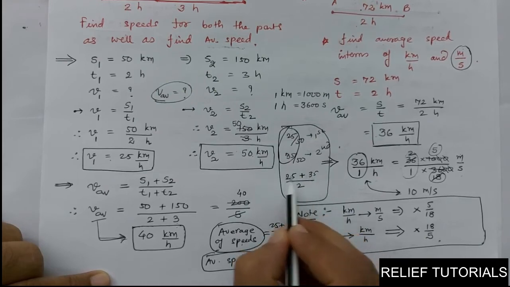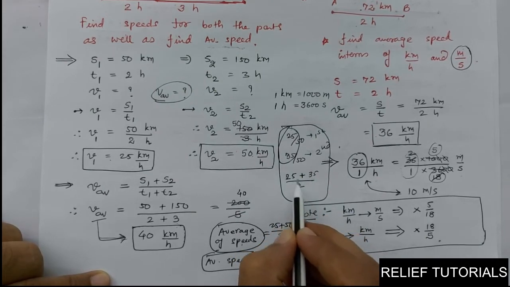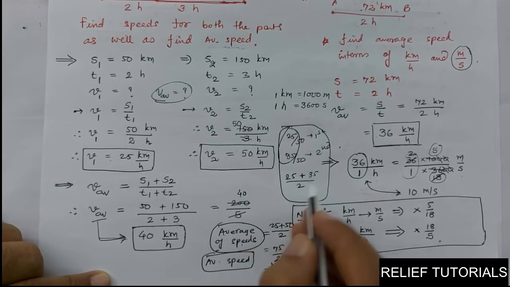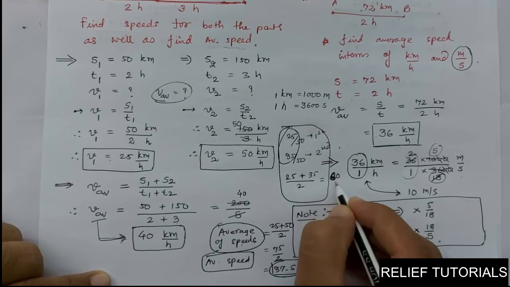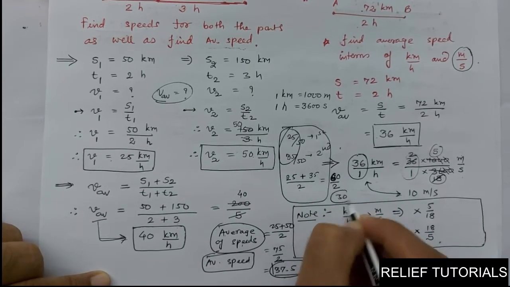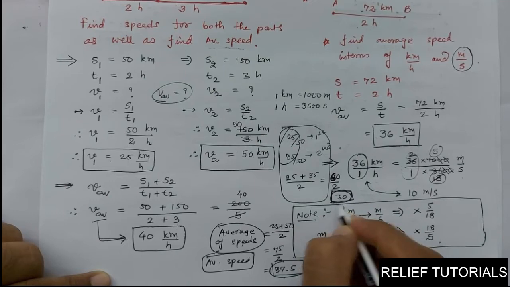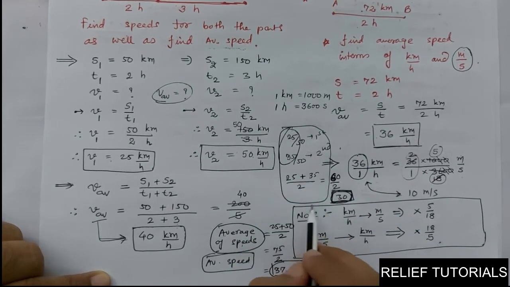Sum of the observations upon total number of observations. Sum of both the marks upon two tests. So 35 plus 25, 60, sorry. 35 plus 25, 60. 60 upon 2 is what? 30. So what is this 30? This is the average of marks you are getting.